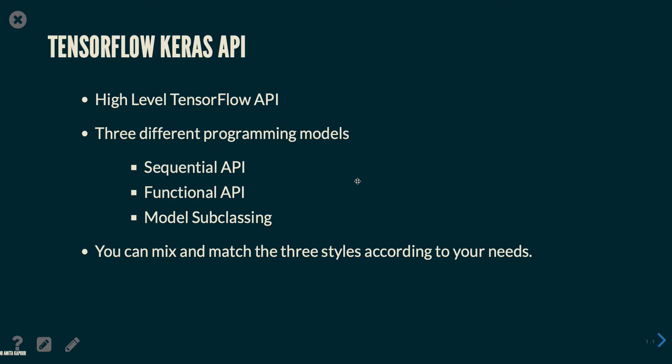Now that you are familiar with the TensorFlow ecosystem, let us start with the TensorFlow Keras API. TensorFlow provides a high-level TensorFlow Keras API. It provides us three different ways by which we can define our models: the Sequential API, the Functional API, and model subclassing. In this section, we will be learning about these three different programming models.